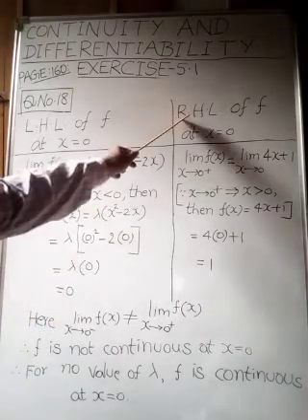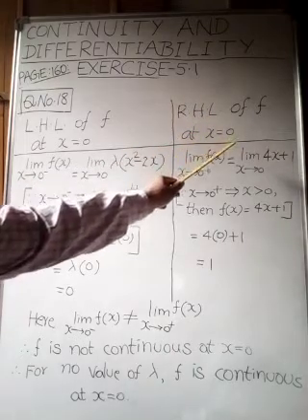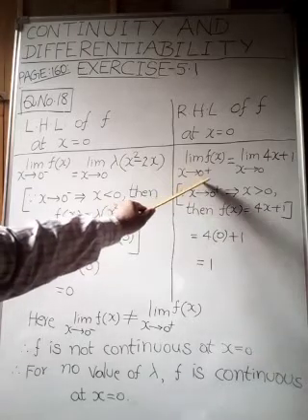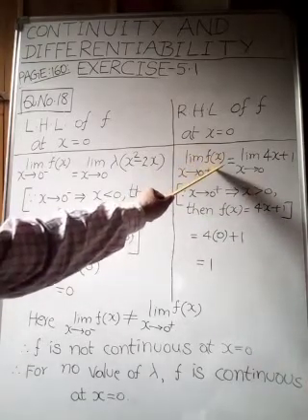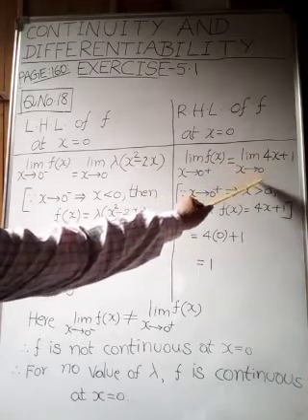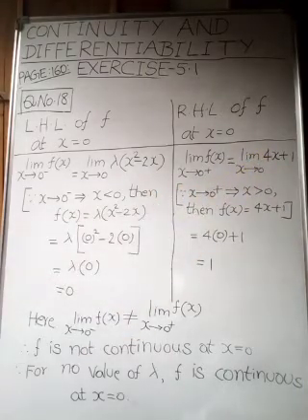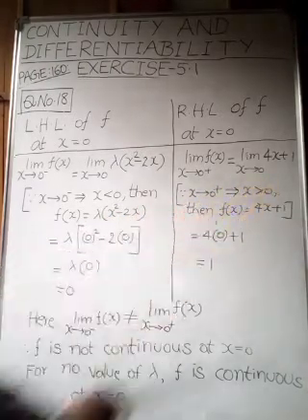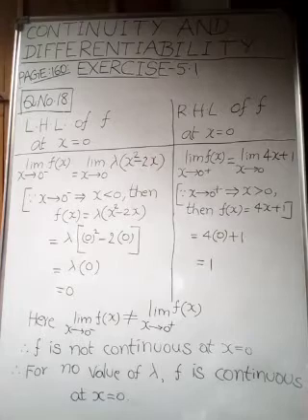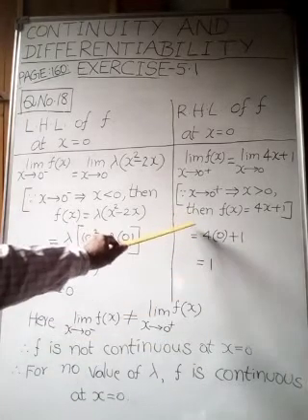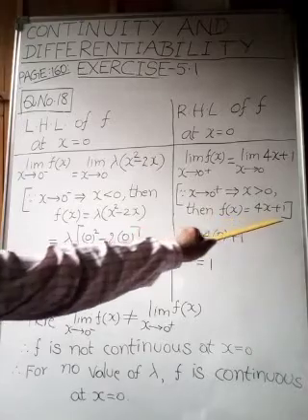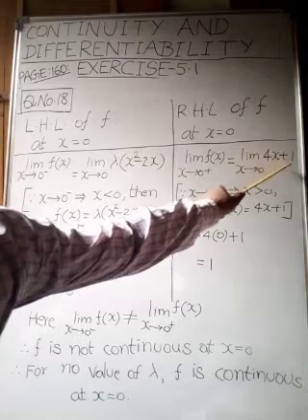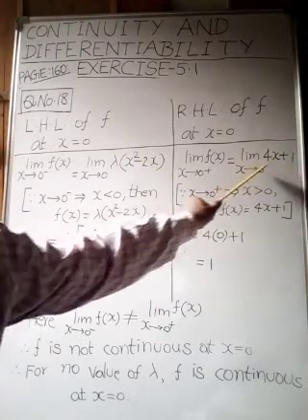Similarly, we find the right hand limit of f at x is equal to 0. We denote it symbolically as the limit as x tends to 0 plus of f of x. That is equal to the limit as x tends to 0 of 4x plus 1, because as x tends to 0 plus means x is greater than 0. X values are more than 0. Then f is defined as f of x is equal to 4x plus 1. That is why here f of x is taken as 4x plus 1. Understood this step, my dear children?